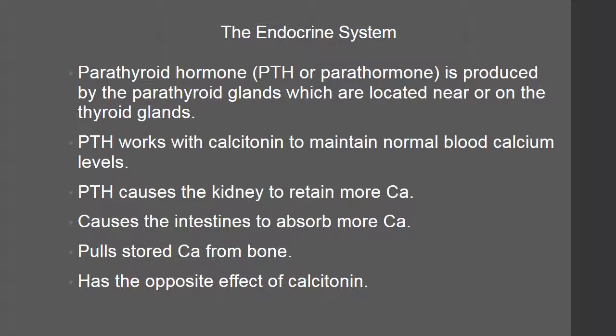We've stored all that in bone due to calcitonin. Now we can pull it out, and PTH has exactly the opposite effect of calcitonin. If blood calcium levels get too high, calcitonin brings them down. If blood calcium levels get too low, parathormone brings them back up.